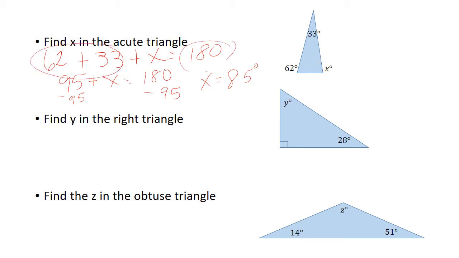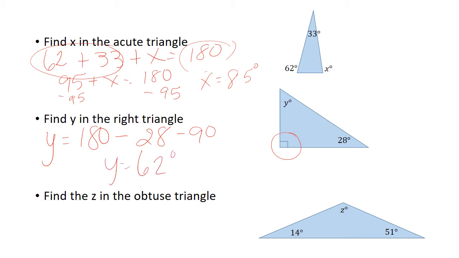So instead of writing it this way, we can also say that y is equal to 180 minus 28, and then the other degree we have is this one right here. That tells us that that is a 90-degree angle, the little box in the corner. So anytime you see a box, we're telling you that that is a 90-degree angle. So we'll do 180 minus 28 minus 90, which is going to give us 62 degrees.